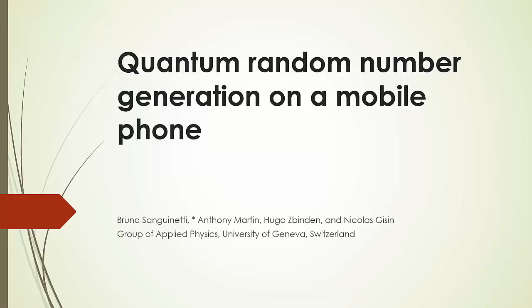Hello. Today we're going to talk about quantum random number generation on a mobile phone. This paper was done by four physicists at the University of Geneva in Switzerland.